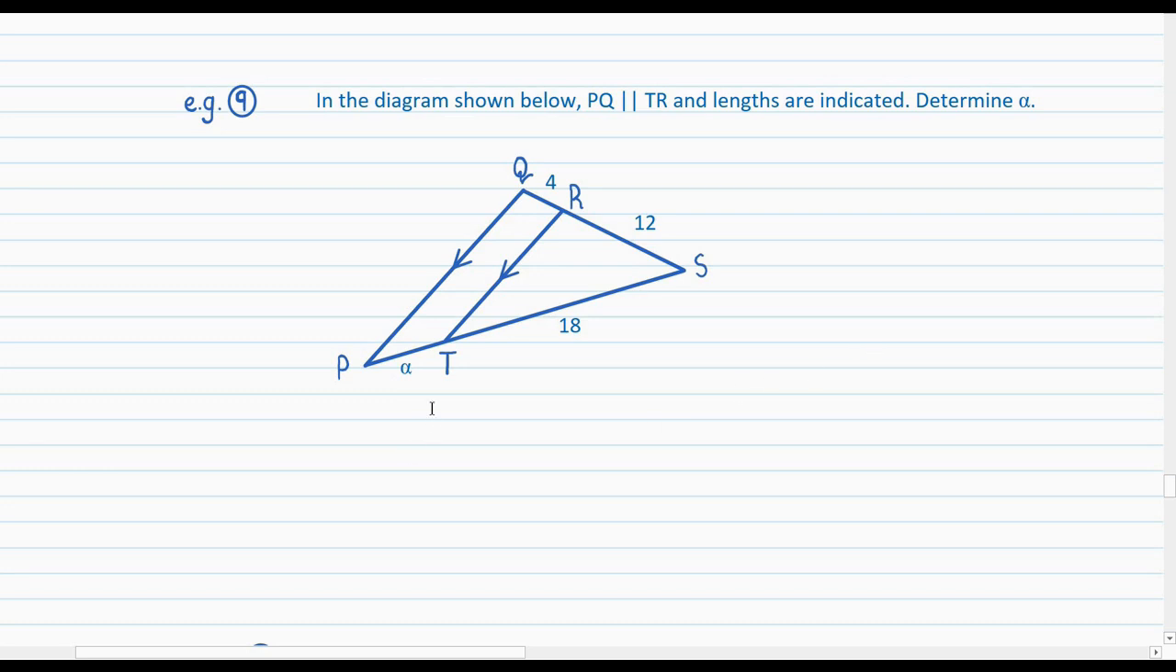So we'll apply the proportion theorem to this, meaning that since we know that RT and PQ are parallel, that means RT splits the line PS and the line QS in the same ratio. Therefore, we can say that 4 over 12 would be equal to alpha over 18. Then just simply rearrange for alpha and you get it as 6. Then here's the second example.